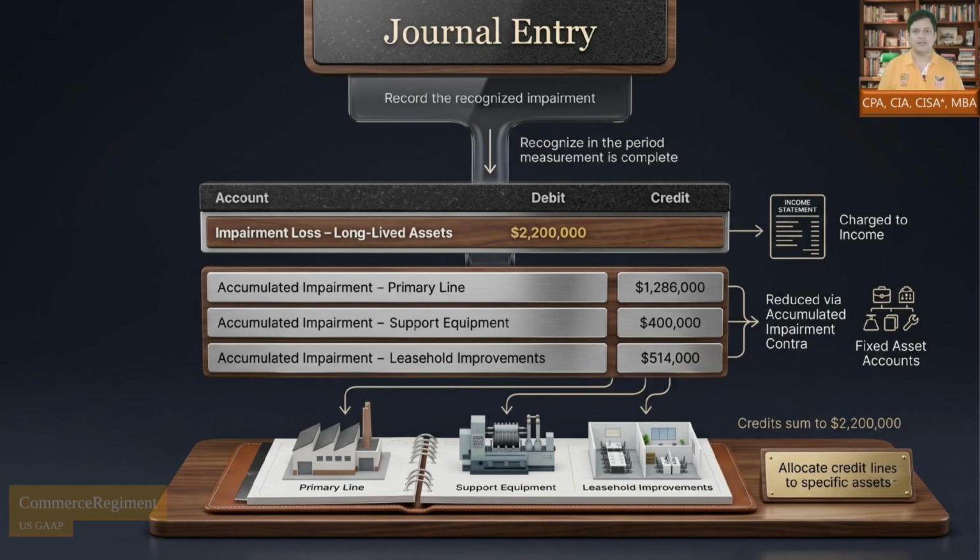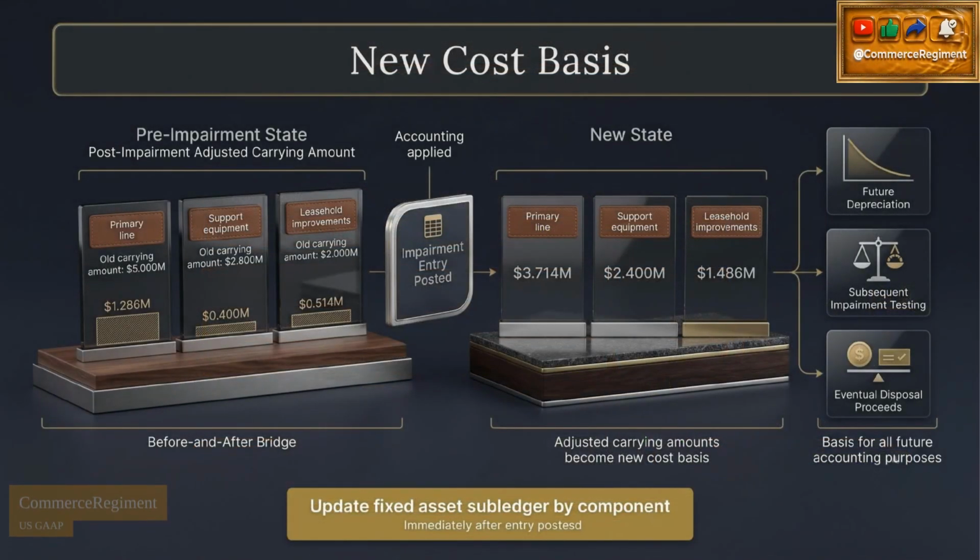The credit may be recorded directly against the asset accounts or through accumulated impairment accounts, depending on the entity's system and policy. After the entry is posted, the adjusted carrying amounts become the new cost basis for future accounting. The primary line now has a new basis of $3.714 million. Support equipment has a new basis of $2.4 million. Leasehold improvements have a new basis of $1.486 million. The company does not continue depreciating from the old carrying amounts. The fixed asset subledger must be updated component by component because all future depreciation, future impairment testing, and eventual disposal accounting will start from these revised amounts.